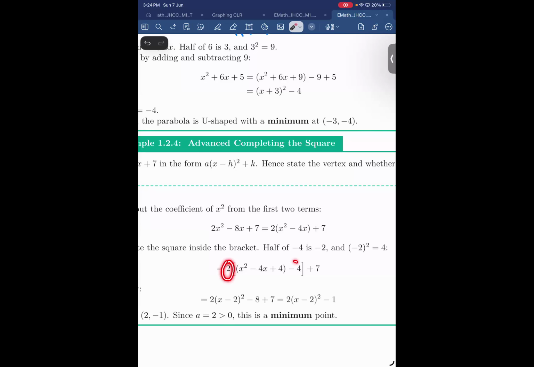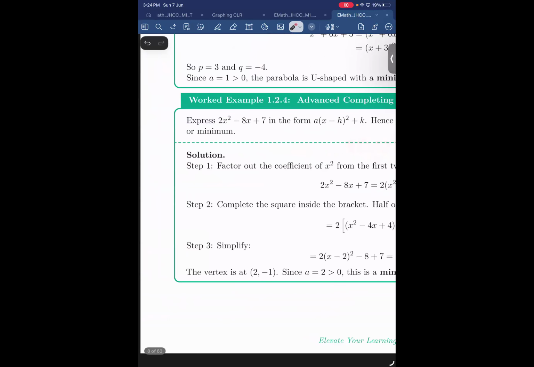This 2 will multiply with this minus 4, which becomes minus 8. Then minus 8 plus 7 is minus 1. Then compare with the form a times x minus h squared plus k. Then the h here is 2 and the k is minus 1. So the vertex is 2 comma minus 1.